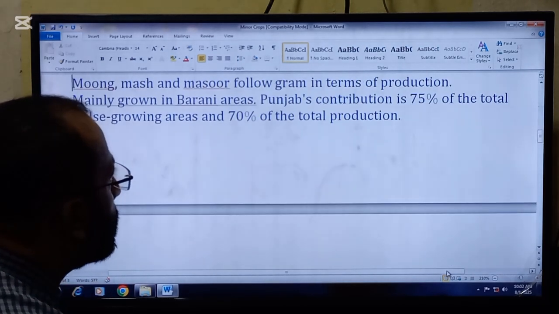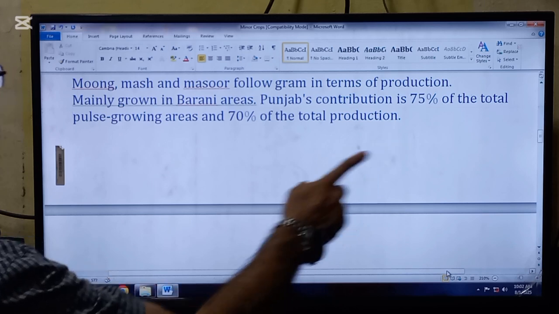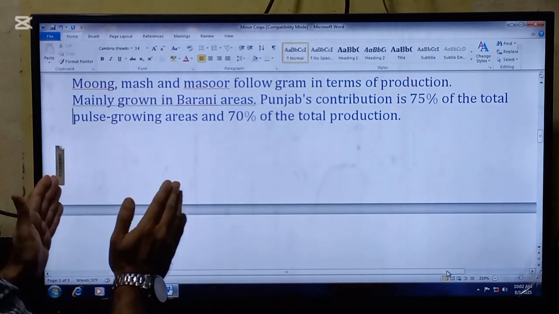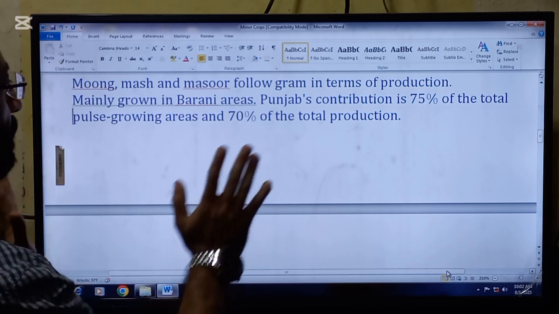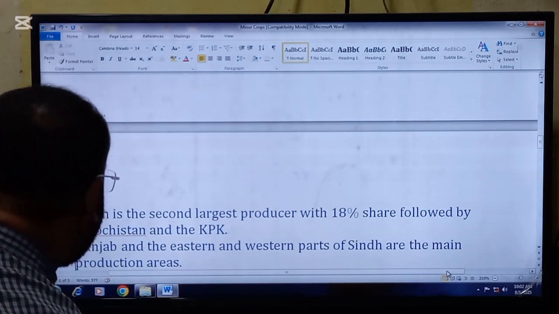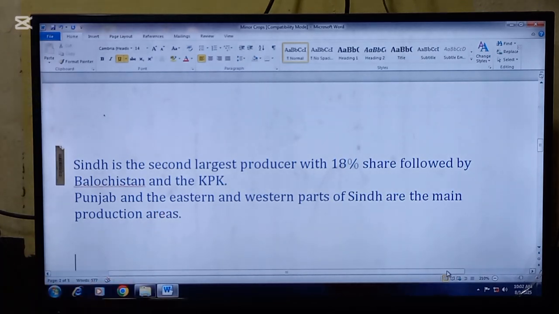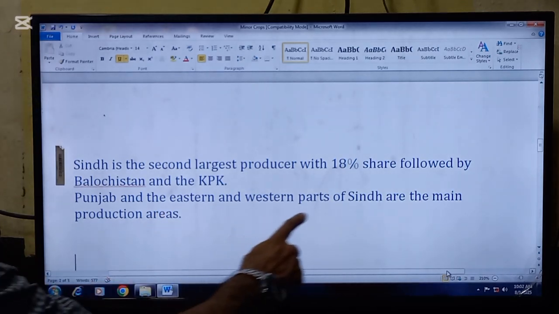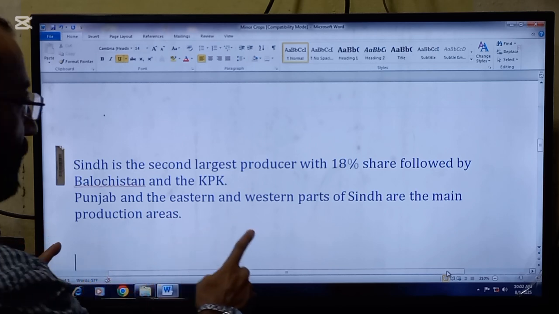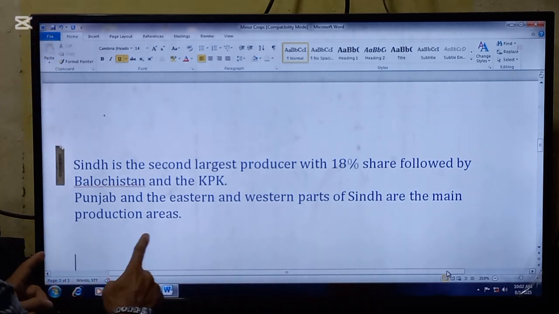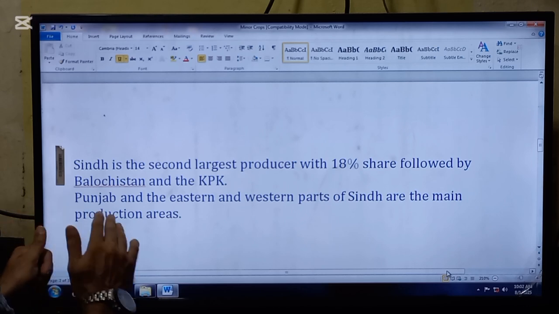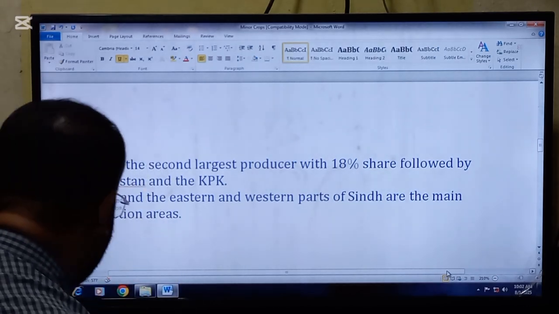Punjab's contribution is 75% of the total pulse growing areas. So it is mainly grown in the Punjab areas and 70% of the total production. Sindh is the second largest producer with 18% share, followed by Balochistan and the KPK. Punjab and the eastern and western parts of Sindh are the main production areas. Mainly Punjab is the main production area where 70% of the yield is obtained.